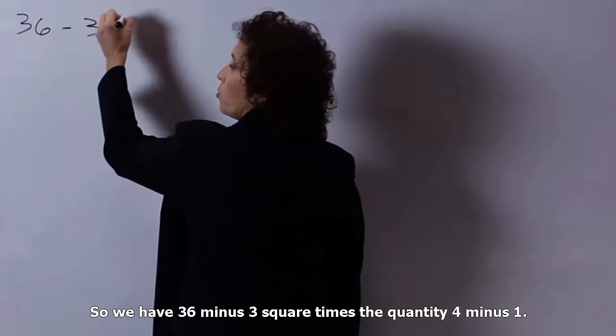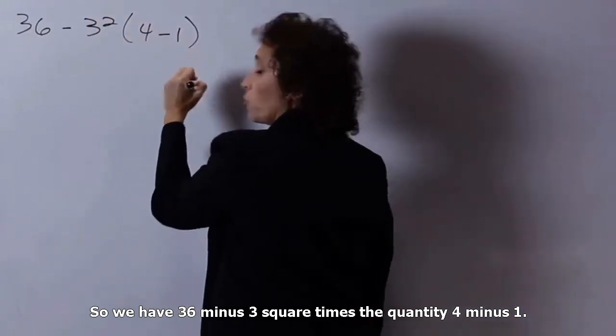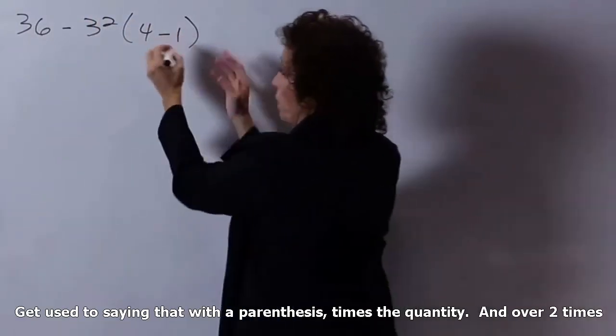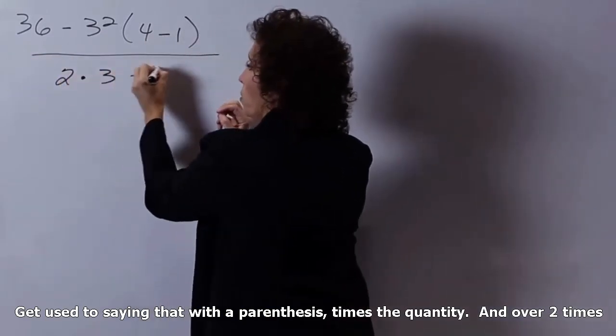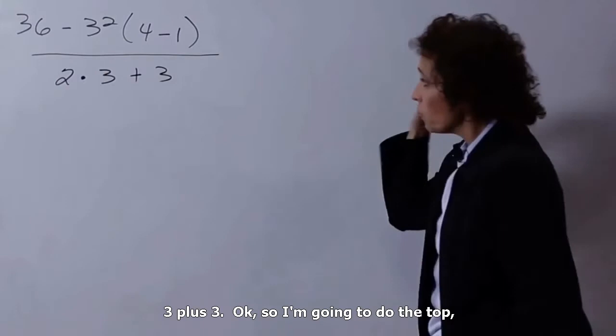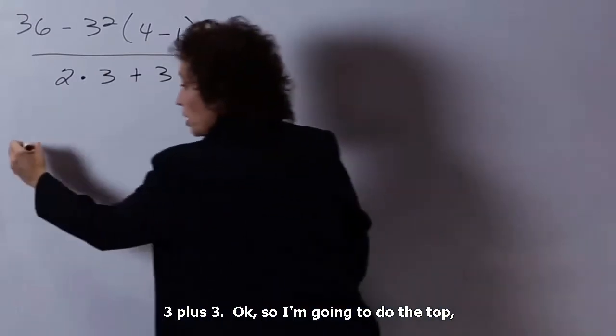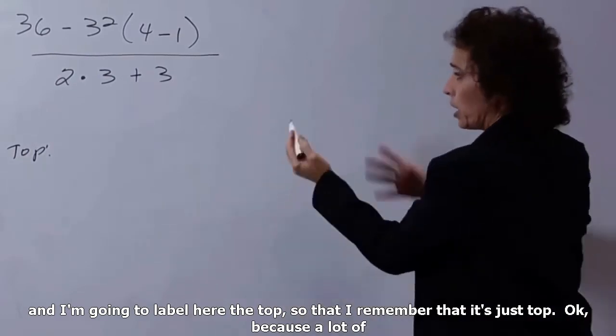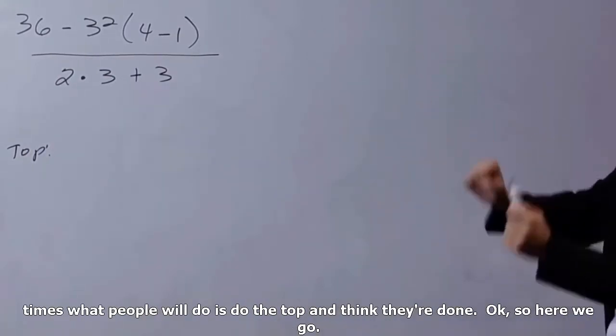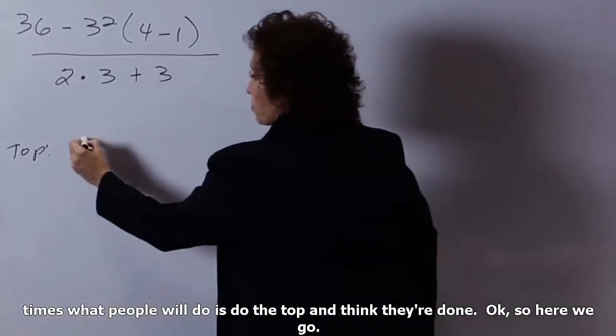So we have 36 minus 3 squared times the quantity 4 minus 1, over 2 times 3 plus 3. Okay, get used to saying that with a parentheses, times the quantity. So I'm going to do the top, and I'm going to label it here the top so that I remember that it's just the top. Okay, because a lot of times what people do is they'll do the top and think they're done. Okay, so here we go.